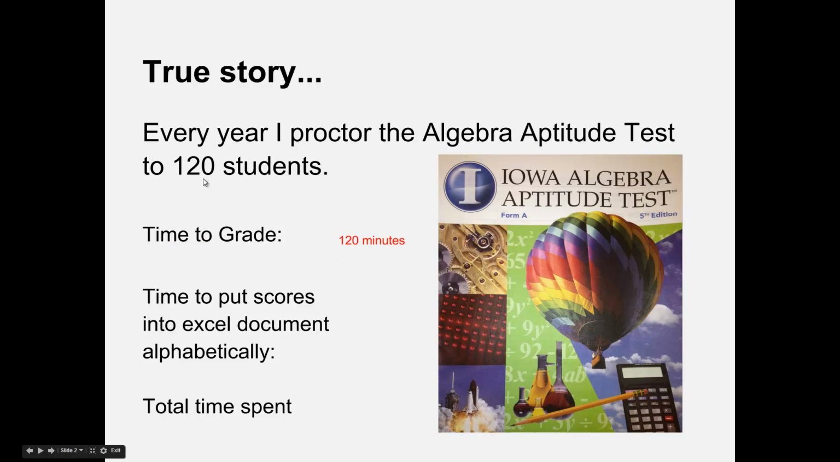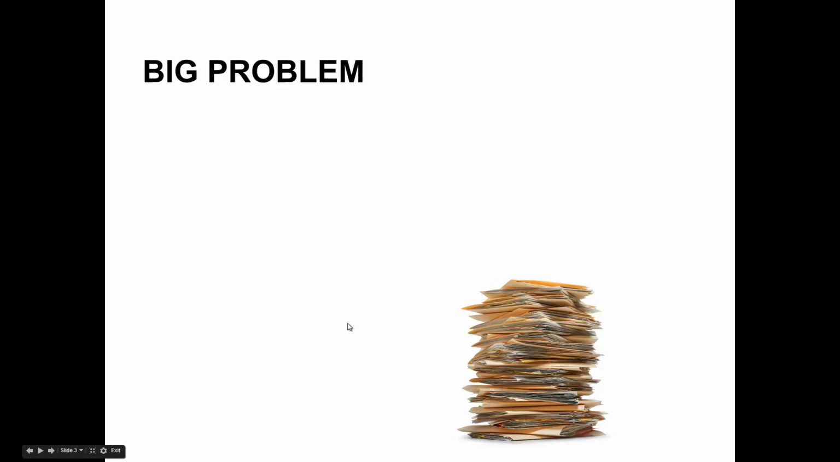Like I said, 1 minute per student. Time to put the scores into an Excel document alphabetically takes 60 minutes. So therefore, I'm spending 3 hours on this indicator test that isn't a grade, and I haven't analyzed anything. So there's a big problem. Number one, I haven't analyzed anything.